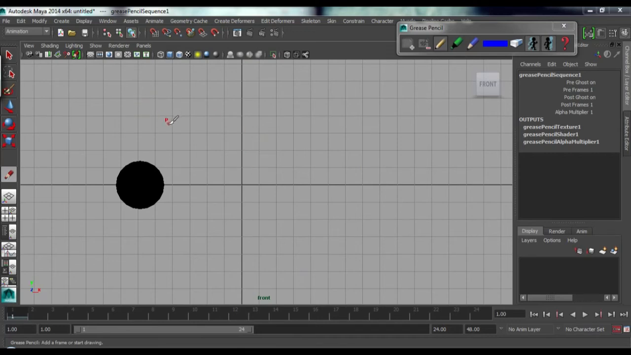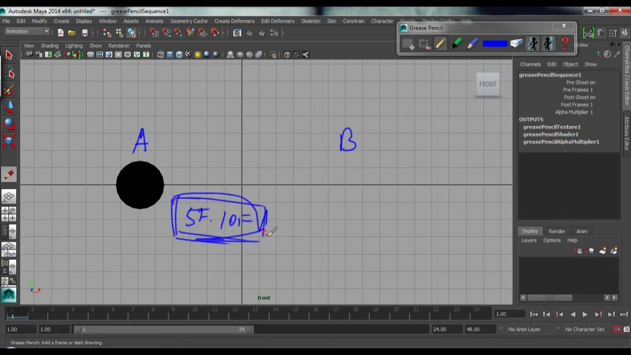Okay, to understand animation you first have to understand timing and spacing. So what is timing? Timing is how much time an object takes to move from A to B. How much time? Maybe it can take 5 frames, it can take 10 frames, whatever time it takes, this will be called timing. And spacing is the frame by frame displacement of that object in a certain time.